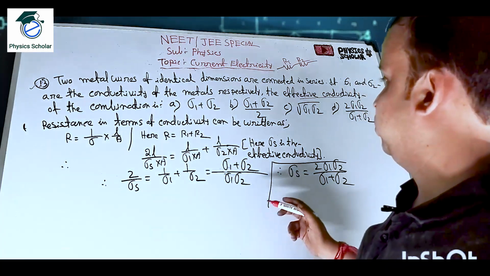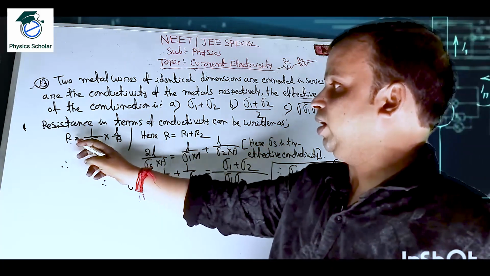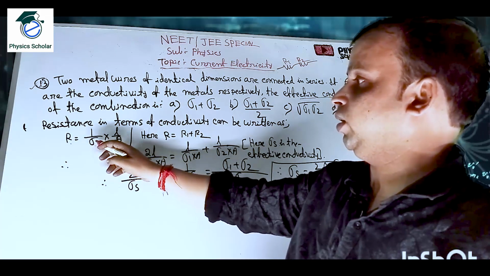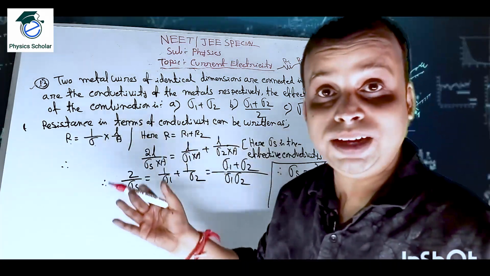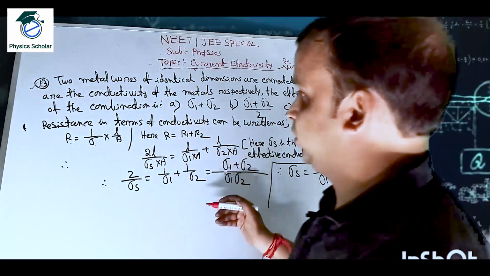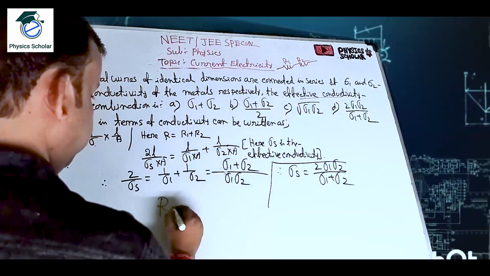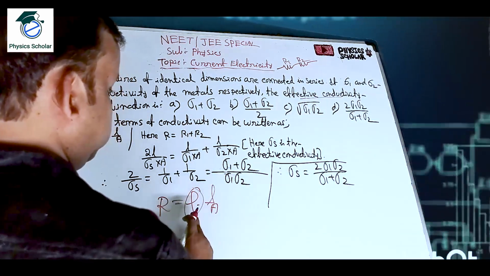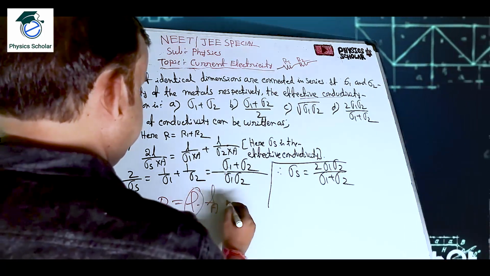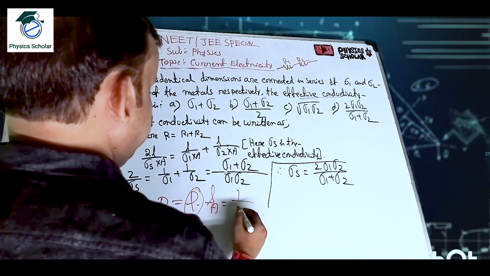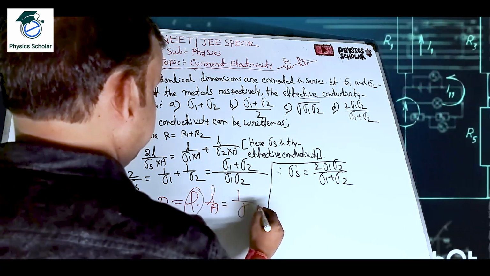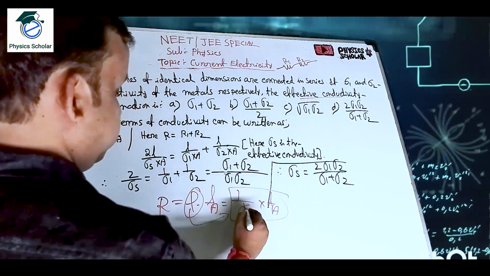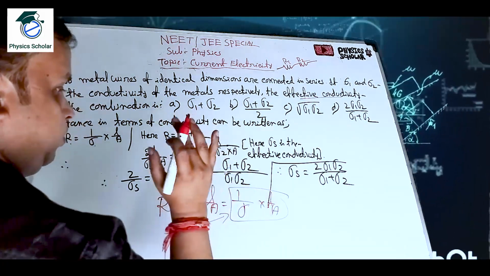Clear? So now what do we know? R is equal to rho into L by A. The conductivity is the reciprocal of the resistivity, so rho means the reciprocal of the conductivity. That is, rho is 1 by sigma, so R is equal to L by sigma into A. Instead of rho, in terms of conductivity we can write it like this.